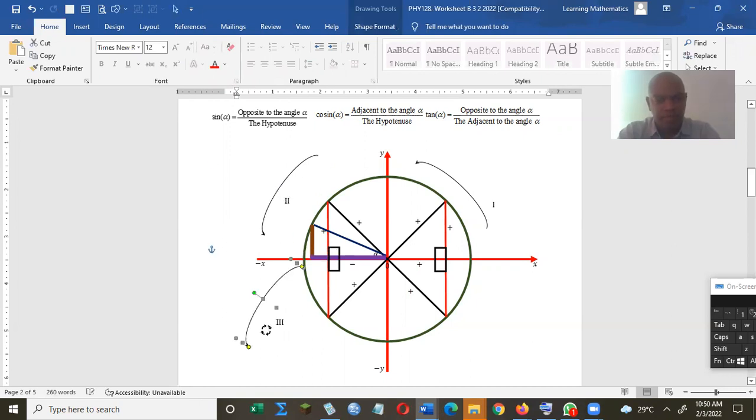I repeat, in the first quadrant, these are angles from 0 to 90. These are acute angles. 90 is the right angle. In the second quadrant, angles between 90 and 180. What about the third quadrant? That's where we are now. What angles are we talking about?